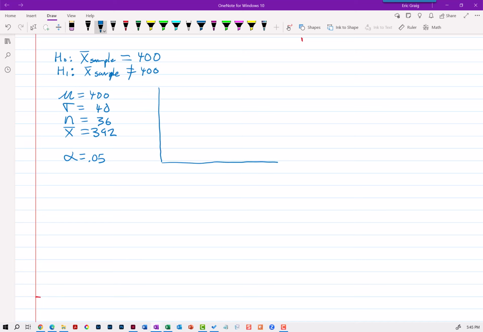Now in this case, things are going to work out a little bit differently. Oops. This is kind of slippery, this tablet I'm writing on. Well, that's the best I can do. Okay, so we'll put 400 over here, but remember we're operating on a z-scale, so we'll put 0 just to indicate that. Now, we don't know whether or not our sample mean will be below or above 400, so we need to take both possibilities into account. Our alpha level is 0.05.